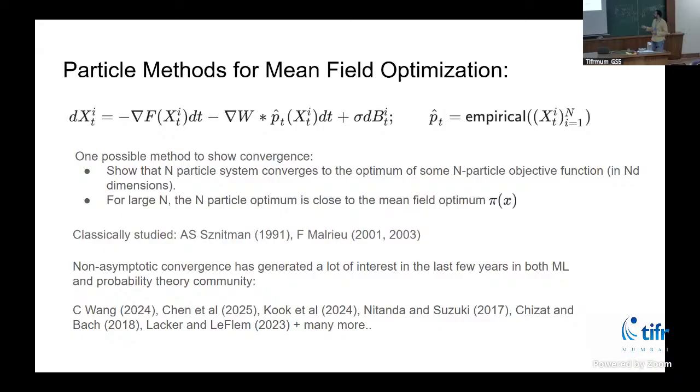This has been very classically studied by Sznitman and Méléard and so on, and non-asymptotic convergence of this has generated a lot of interest in recent years because of applications to both ML and probability theory. Like I showed you, there is a physics angle to this with interaction energy, and also the mean field theory of neural networks. This is of interest to the ML community.